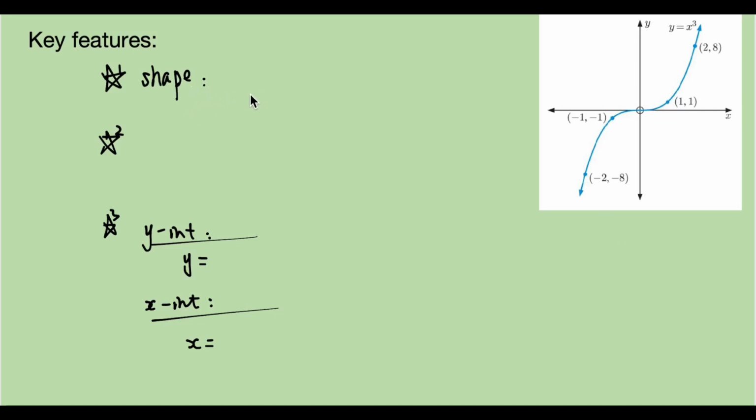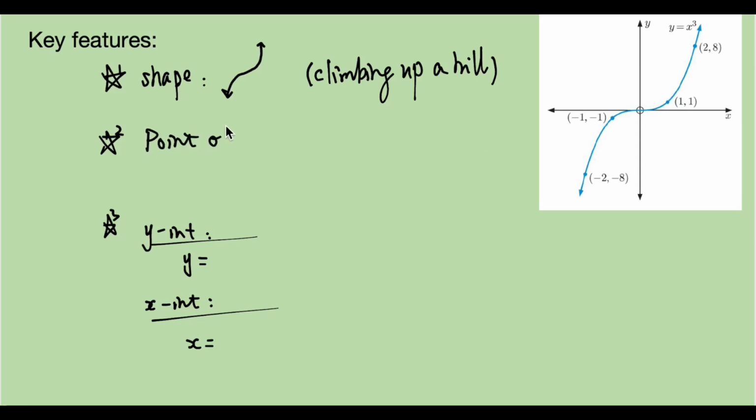First, what will be the shape? It is like this from the negative infinity to positive infinity. And we can consider this one as climbing up a hill. And we can see there is a special point at the origin. So this point, it is a flat one, and we call this one a point of inflection.